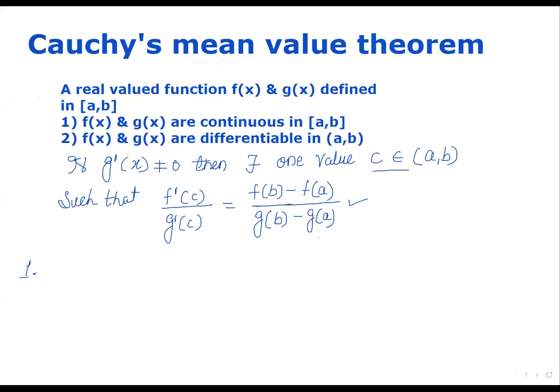Just a minute. Yes. g dash of x is not equal to 0, then there exists one value c which belongs to (a, b) such that f dash of c divided by g dash of c, where x we are replacing by c. x is equal to c.